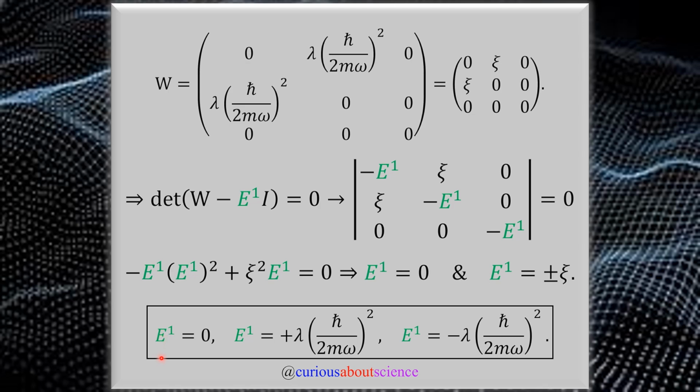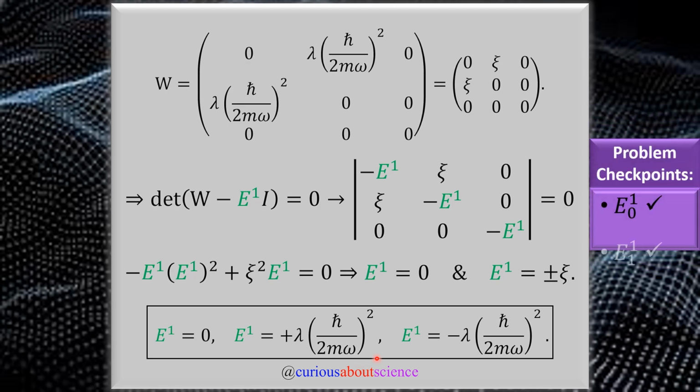So the first order energy corrections for the first excited state is E1 equals 0, and then plus or minus the lambda with h bar over 2m omega squared. And that brings us through our second checkpoint, and that concludes this problem.